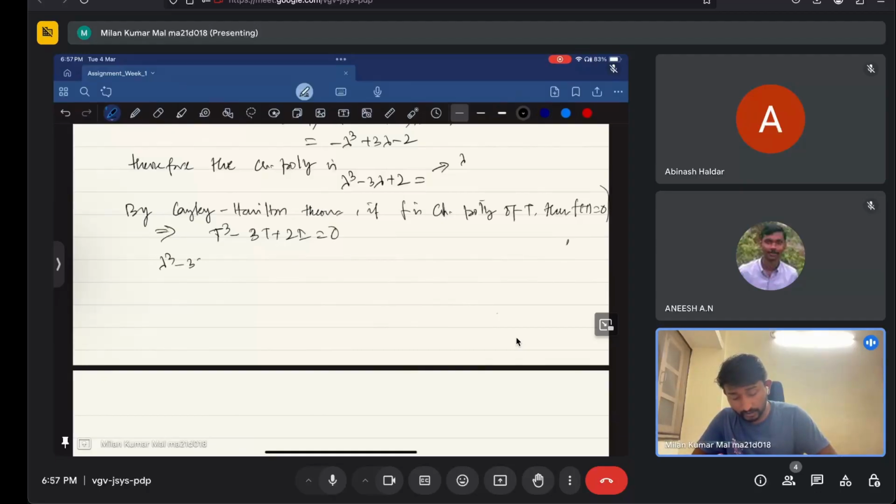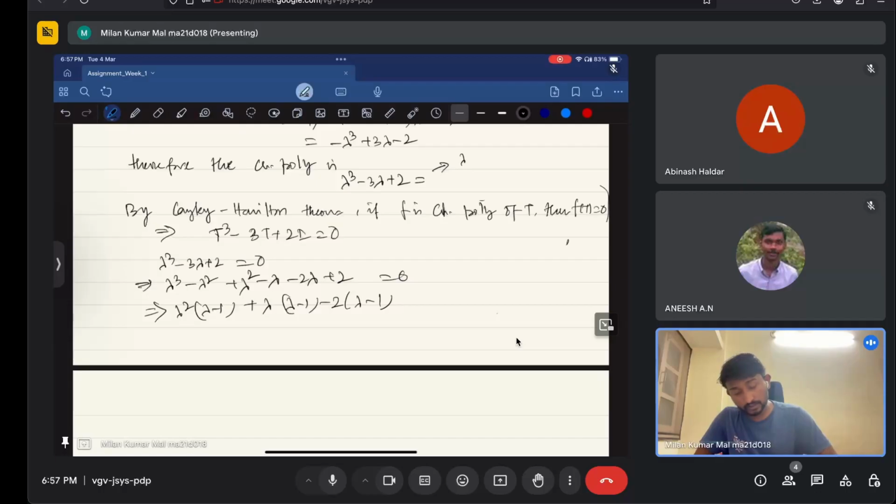Lambda cube minus 3 lambda plus 2 is equal to 0. Therefore 1 is a root, so lambda minus 1 is a factor. Dividing, we get lambda square, lambda cube minus lambda square plus lambda square minus lambda minus 2 lambda square minus 2 lambda minus 2 lambda plus 2 equals 0.